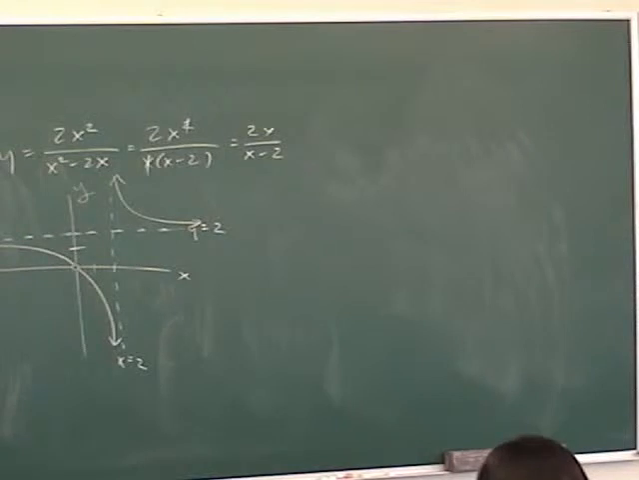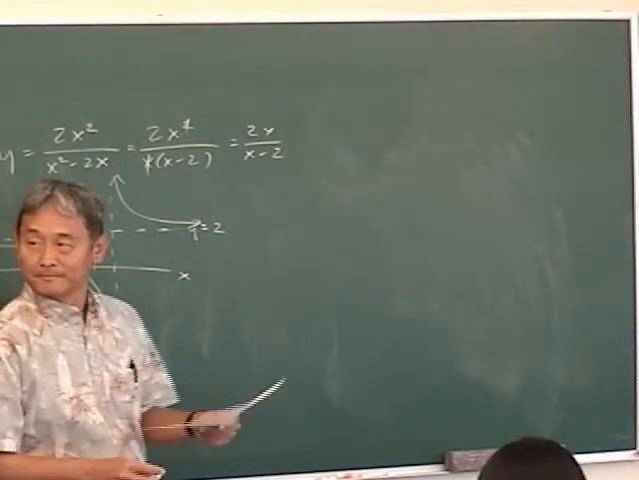What happened? You guys forgot to cancel out the x. But then if you don't cancel out the x, you think there's going to be a vertical asymptote at x equals 0, but there's not, because it got canceled out. You always have to cancel out the factors before you start.